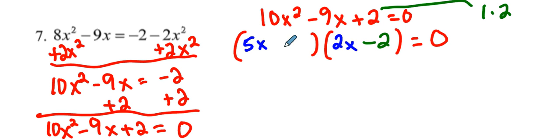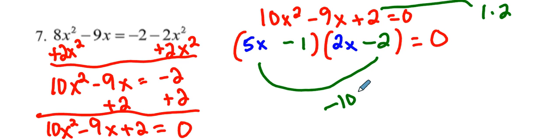So if I put a 2 here, I have to put a 1 here, but a negative 1 and a negative 2, those two would get us positive 2. But now we have to check our loops here. This would be negative 10x, and this would be negative 2x, and that would be negative 12. It wouldn't get us 9, so that's not correct. So I have to change this.